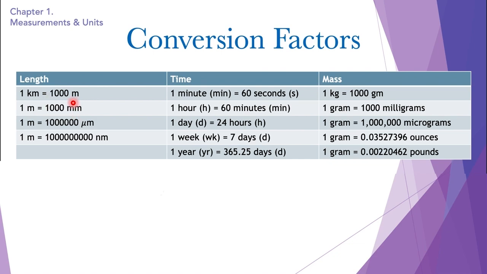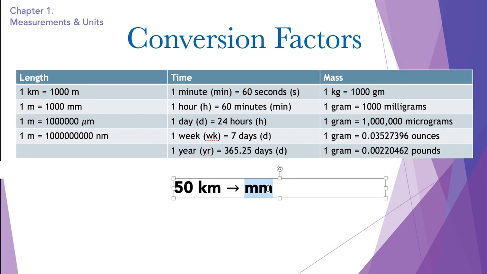So the conversion factor is that 1 kilometer is equal to 1000 meters and 1 meter is equal to 1000 millimeters. So if I'm going to convert a kilometer into meters, then I would use this conversion factor, which is that 1 kilometer is equal to 1000 meters. Say for example, I have 50 kilometers here and I want to convert it into meters. So what I would simply do is multiply or divide the original value by the conversion factor.